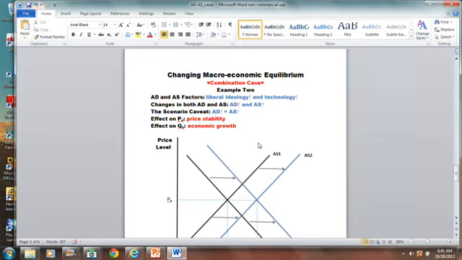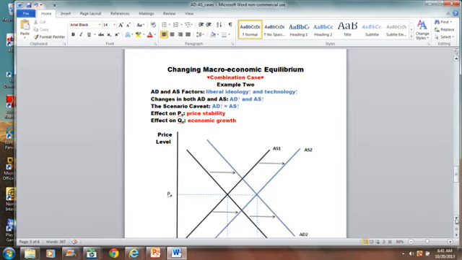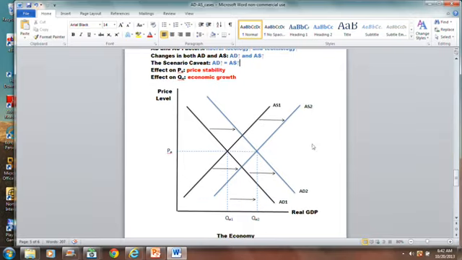Again, because this is a combination case, we impose a caveat, and the caveat is that the increase in aggregate demand will equal the increase in aggregate supply. So both curves will shift to the right an equal amount. So the increase in aggregate supply is matched by an increase in aggregate demand. As a result, our equilibrium point is going to shift from Q sub E1 over to Q sub E2. It's going to be a parallel shift.